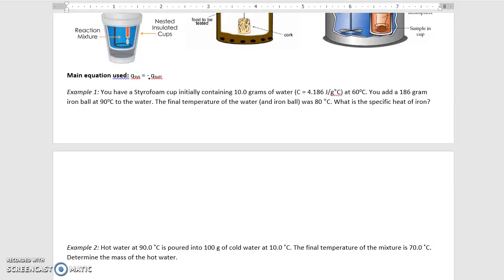This feels a lot like the problem we did, or the lab we did the other day. This would be if you're given two temperatures in a certain situation. You actually did these types of calculations. We just didn't set them up exactly like this, but we were still using the Q calculation.